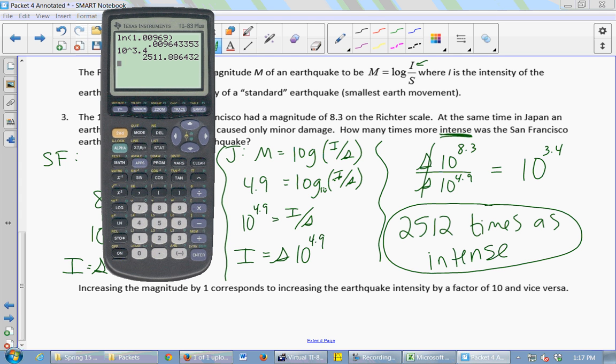Wait, but you're going from like 5 to 8. It's 10 to the 3.4. Yeah. So it's 3.4. The difference between the two is 3.4, right? No, I know, but you said going from a 6 to a 7 magnitude would be 10 times as intense. So if we're going from a 4.9, which is almost 5, to an 8, it increases by a factor of 10 three times, which would be 10 to the third, 10 times 10 times 10, each time you go up by 1. Yeah.